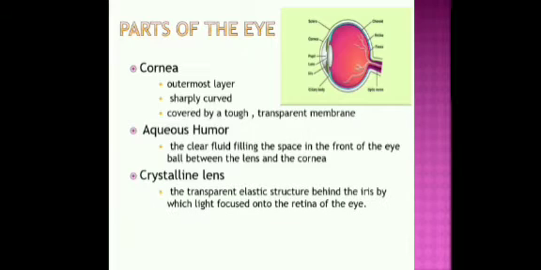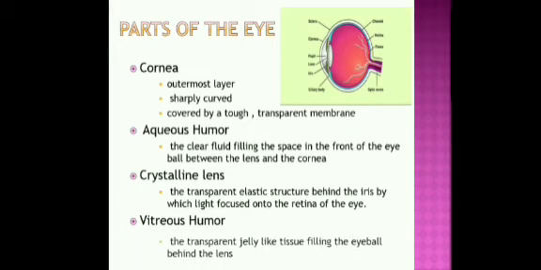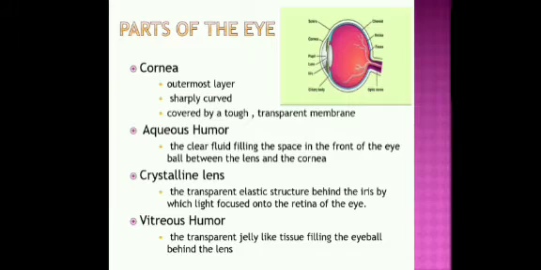It is a transparent elastic structure behind the iris by which light focuses onto the retina of the eye. This means that it focuses light into an image on the retina and produces one-third of the eye's total optical power. Next is the vitreous humor. It is a transparent jelly-like tissue filling the eyeball behind the lens. It helps support the shape of the eye and transmits light to the retina.